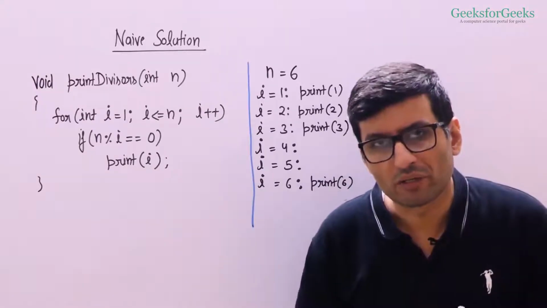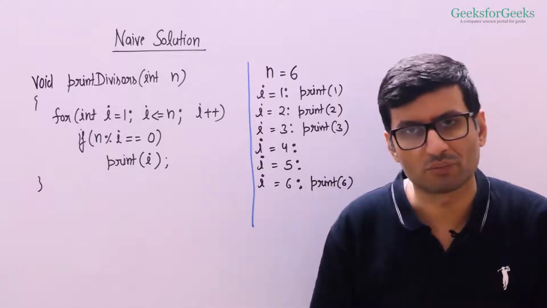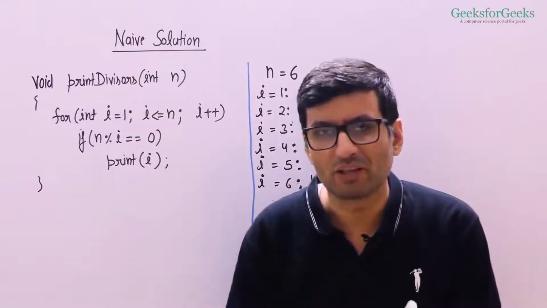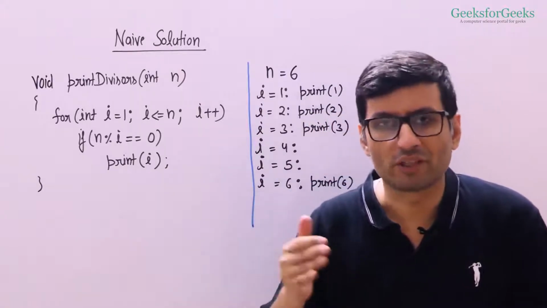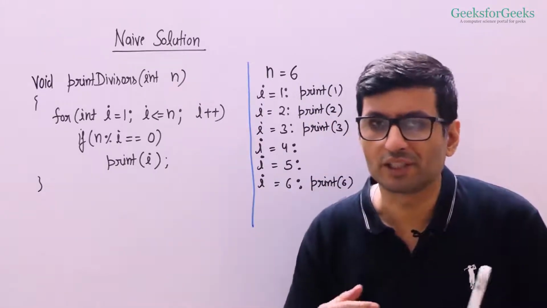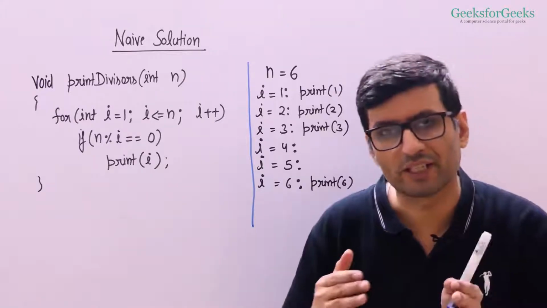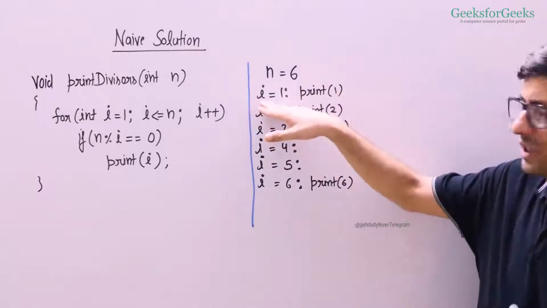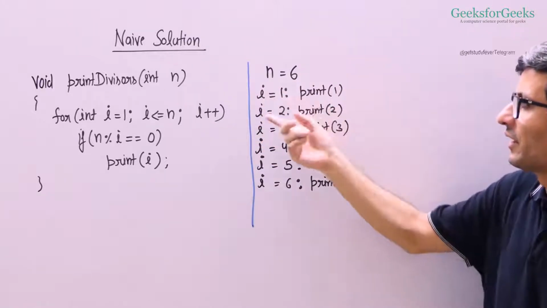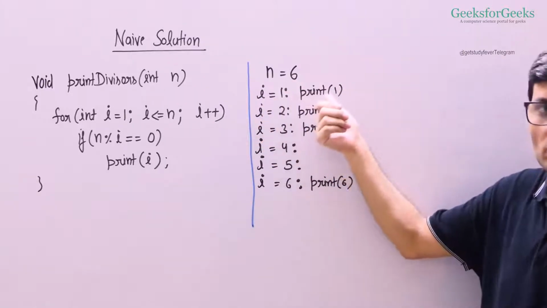Let us first talk about a naive solution to solve the problem. The idea is simple. Our divisors can range from 1 to n. So we run a loop from 1 to n, and for every number i, we check if i divides n. If i divides n, we print i. So if n is 6, we run the loop from i equal to 1, and 1 divides 6. So we print 1 on the screen.